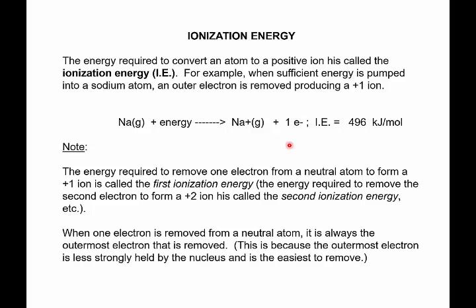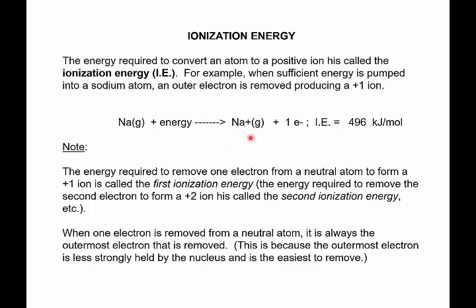Take, for example, a sodium atom. If you pump in enough energy, you can remove the outermost electron of sodium, producing a +1 ion, shown by the equation here. Now, the measured energy required to do that is 496 kilojoules per mole.